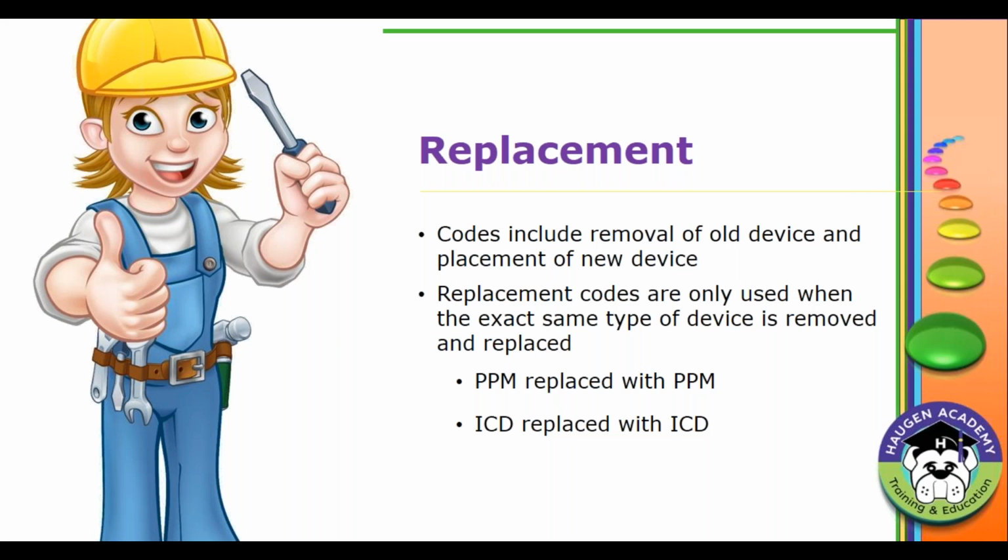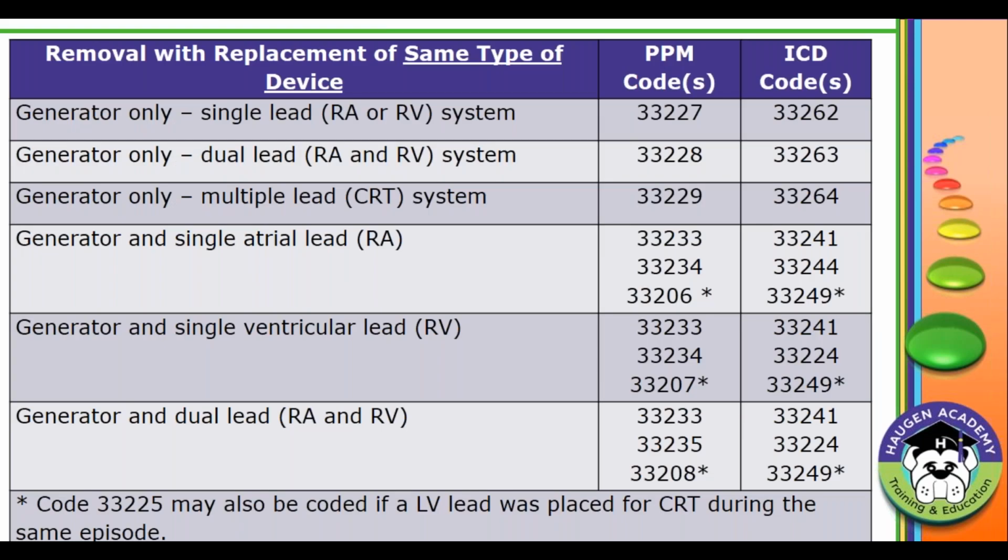So you've got to read your operative reports really, really carefully. It may seem like a no-duh moment after a while, but these reports are confusing. And I've seen it done. I've seen them confused many, many times, and I've done it myself as well. So the codes, removal with replacement of the same type of device, it's an awful lot of codes here. And I've got an asterisk next to some of these codes in this table, because if they also placed a left ventricular lead for CRT, then you can add that 33225 as well.